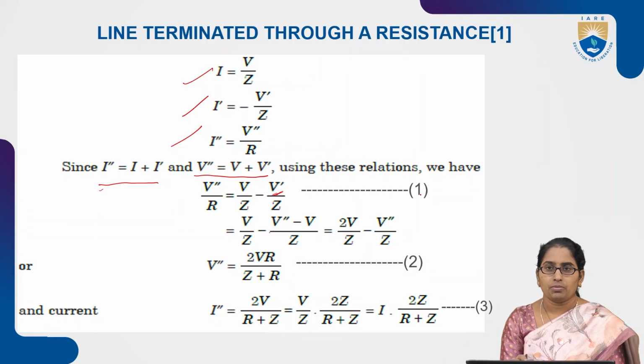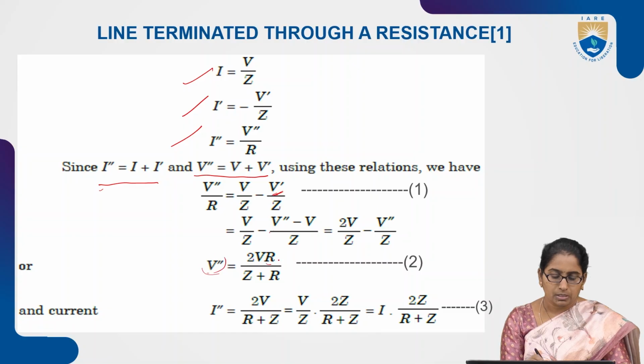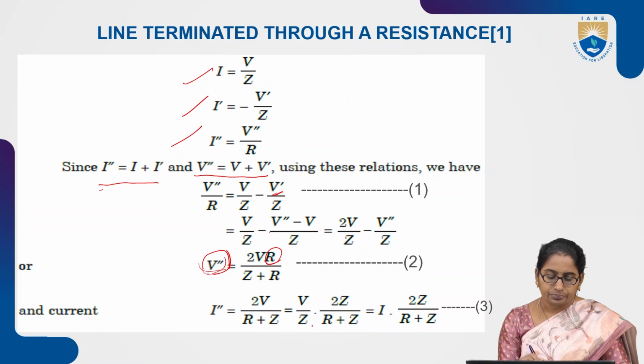See, this one is equation 1. Just numbering is given for the finally we are going to use these equations. So say this is a V double dash equation in terms of V, equation number 2. Now similarly, refracted current is given by I double dash. Because we can write this V double dash by R from equation 2. What is V double dash by R? That is I double dash. So that is nothing but 2V by R plus Z. So multiply and divide with Z.